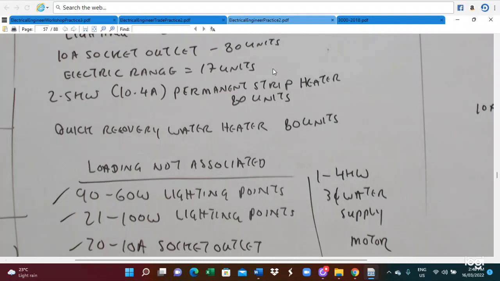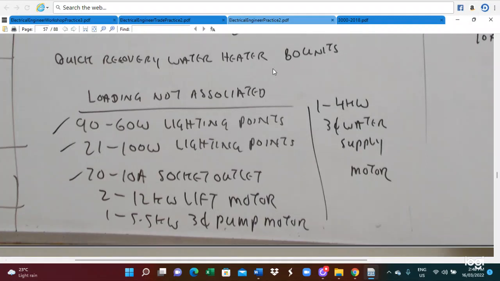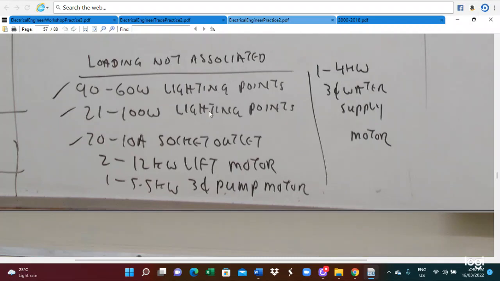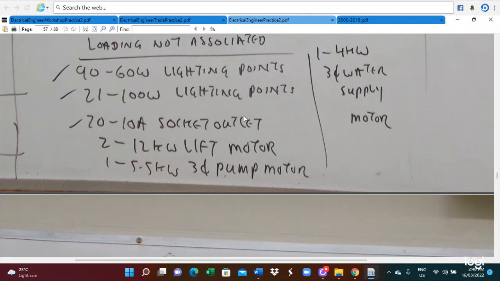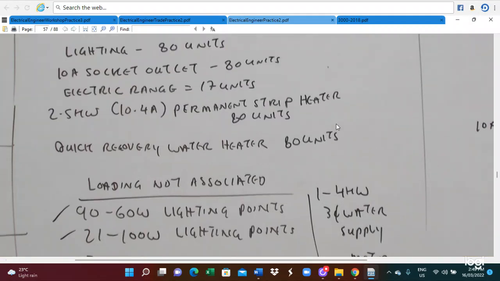And now another thing is the common load, loading not associated with the units. The common load is located in the common areas, for example, stairway and lobby. All the common area loads are 90 numbers of 60 watt lighting, 21 numbers of 100 watt lighting, and 10 numbers of 10 ampere socket outlets, 2 numbers of 12 kilowatt lift motors, 1 of 5.5 kilowatt 3-phase pump motor, and 1 of 4 kilowatt 3-phase water supply motor. Those are the load allocations.